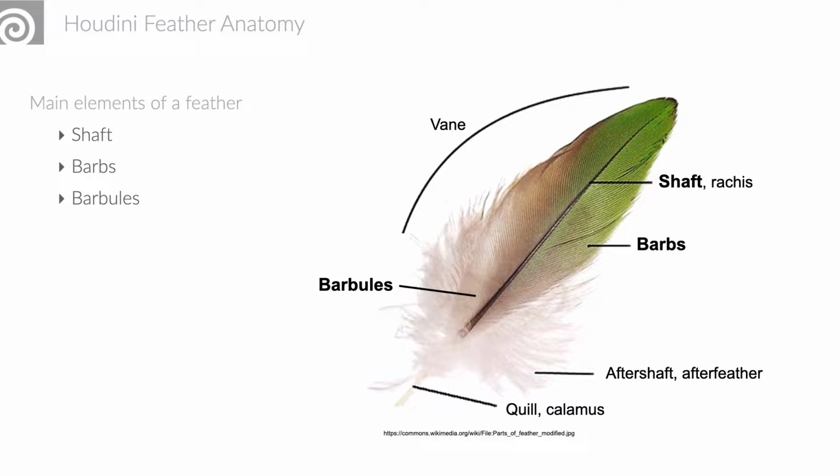So to get everyone on the same level, here are the 3 main keywords of a feather: the shaft, which is the main core of the feather; the barbs, which are little filaments which come out from the shaft; and the barbules, which are very tiny, hairy filaments on the barbs, especially on the lower regions of the feather.